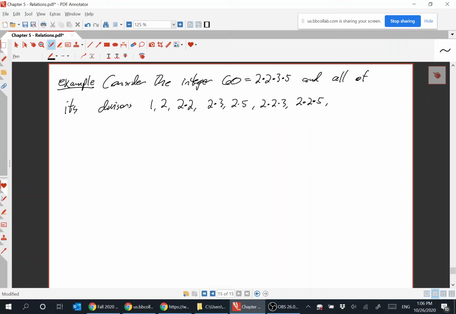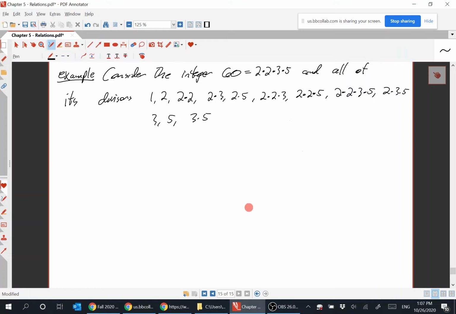And anything else with 2? 2 times 2 times 3 times 5, the whole thing itself, 60. Oh, and then 2 times 3 times 5. What else? Things without 2: just 3 by itself, just 5 by itself, and 3 times 5. I think I got them all. Did we get them all? Yeah, you got them all. I don't know. We'll find out.